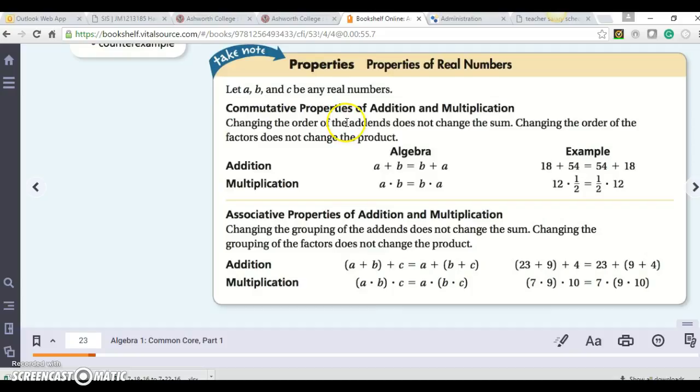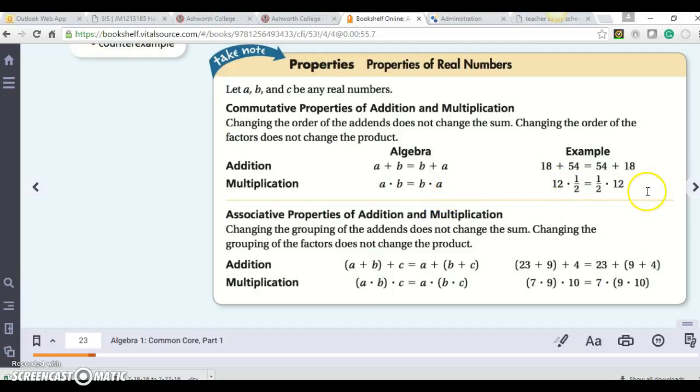It basically says changing the order of the additives does not change the sum, or changing the order of the factors does not change the product. So when I add, A plus B is also equal to B plus A. I've just changed the order. The same thing for multiplication: A times B is equal to B times A.